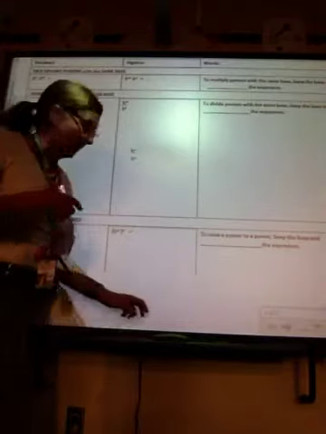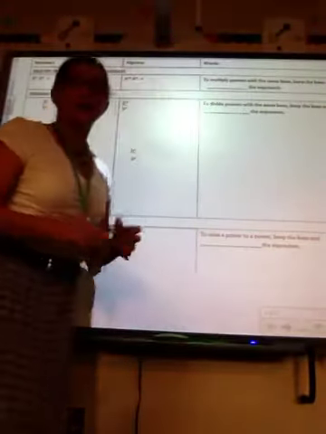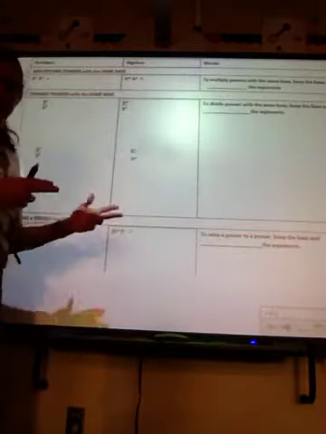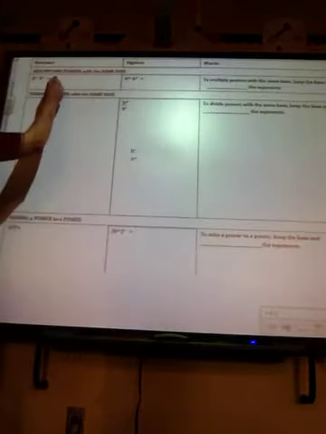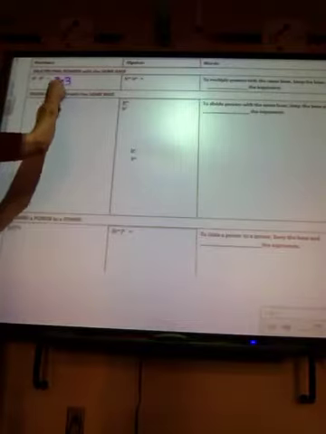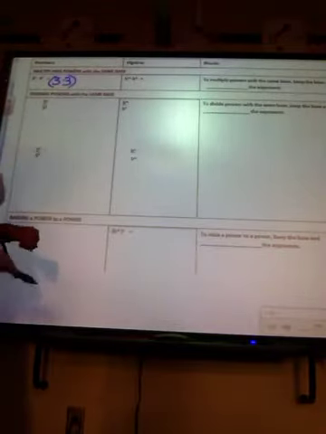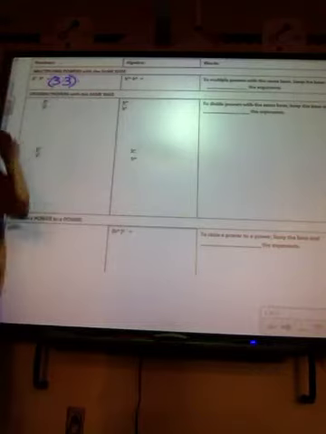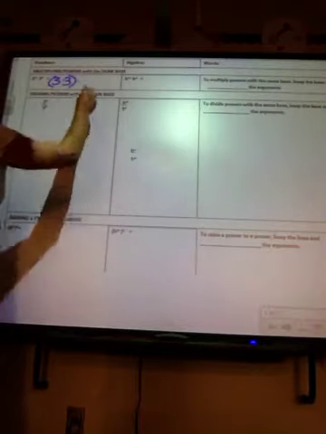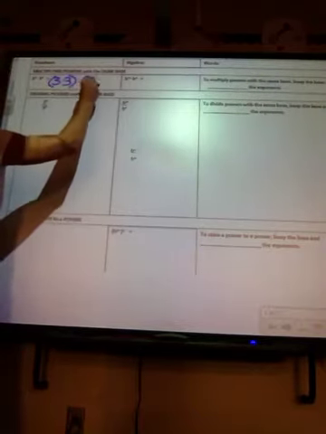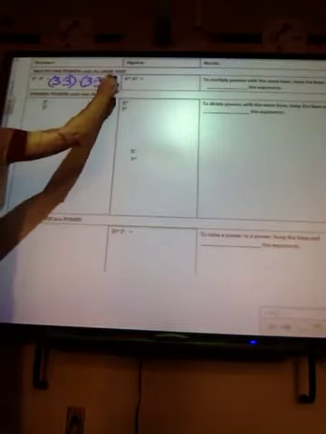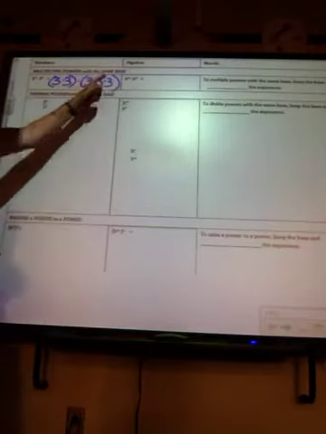Okay, so multiplying powers with the same base. When we multiply, we've got 3 squared times 3 to the 3rd power. Just like we did on our little project the other day with your partners, we're going to write that out. 3 squared is 3 times 3, and then times another one with the same base, 3 to the 3rd, so that's 3 times 3 times 3. So if we count that all up, that's going to be 3 to the 5th power.